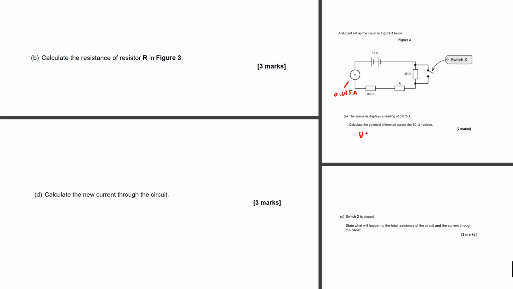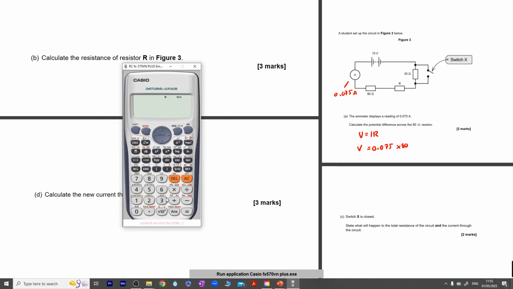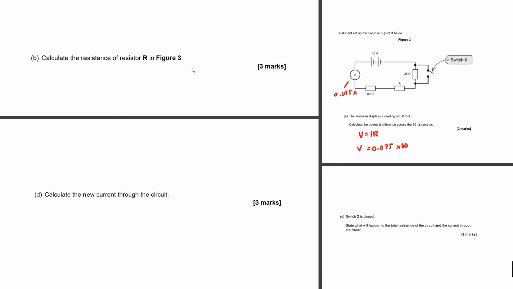So we know that it's V = IR, we still use the same equation. And so we know that the potential difference is the current, 0.075, times 80. Okay, we use our calculator over here. 0.075 times 80 is going to give us our answer, which is 6. The potential difference is 6.